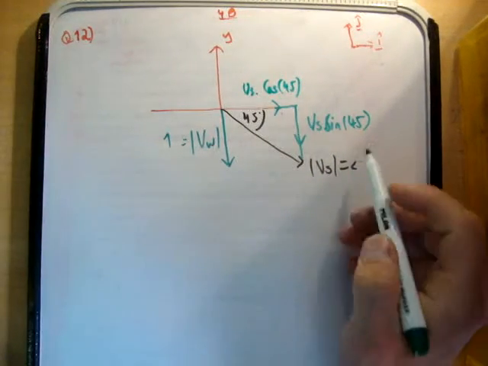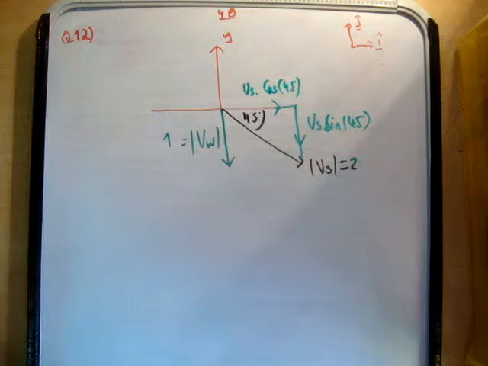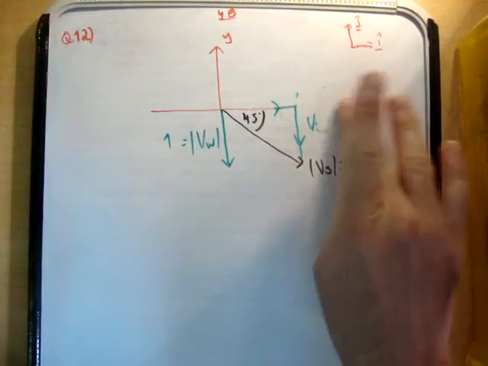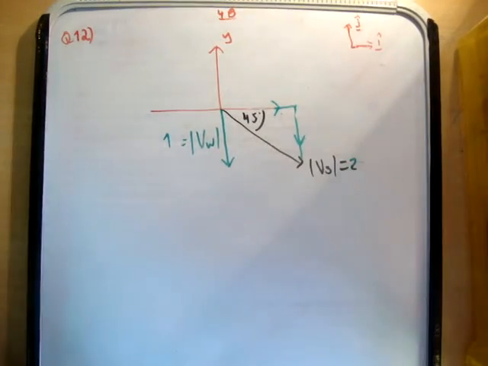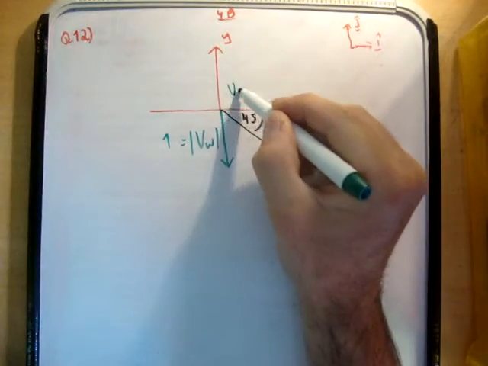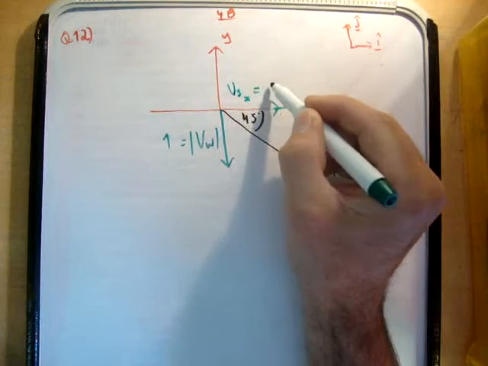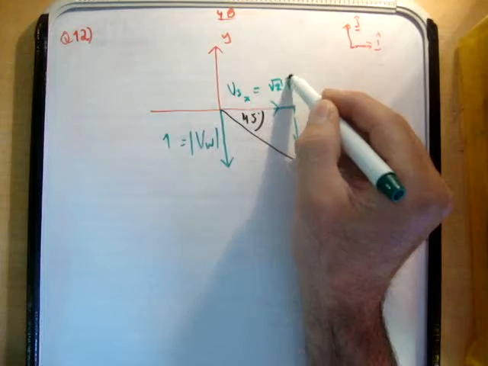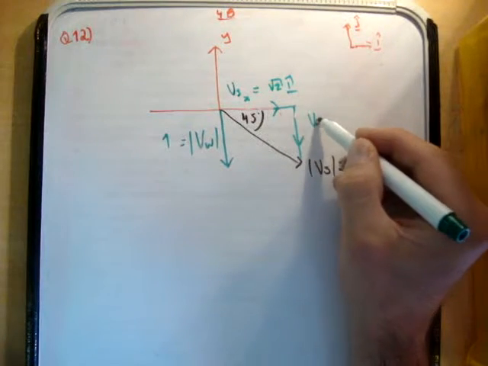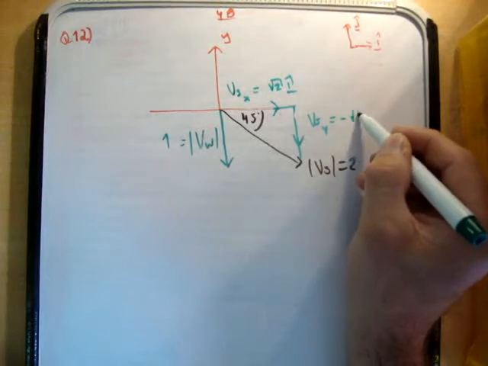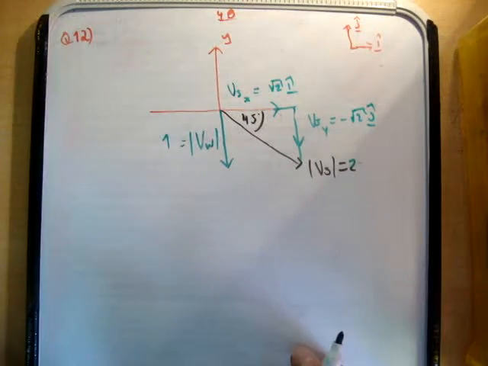V sub s, of course, is 2, and the cos and sine of 45 is equal to 1 over root 2. So both of these turn out to be the following. V sub s sub x is equal to root 2 i hat, and V sub s sub y is equal to negative root 2 j hat, like so.